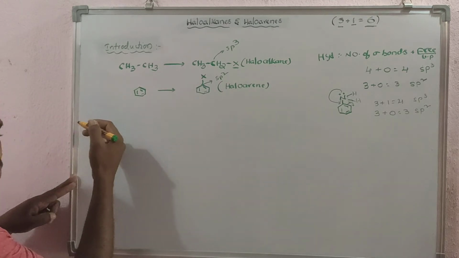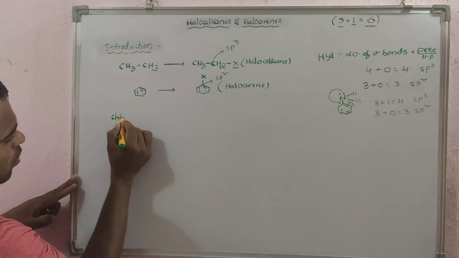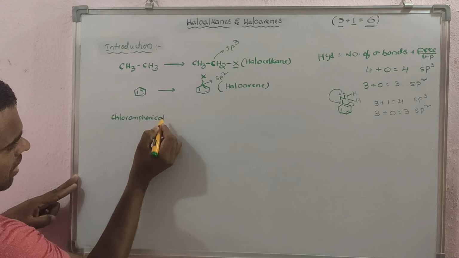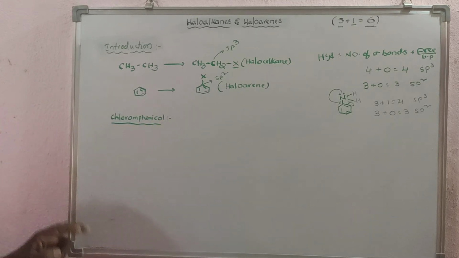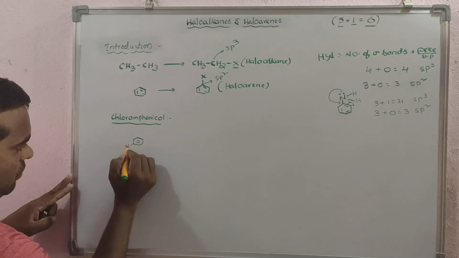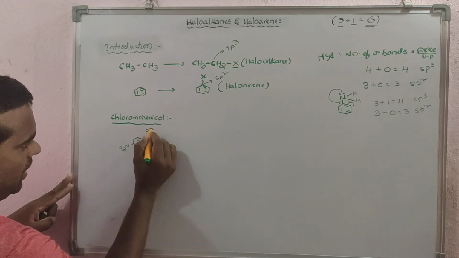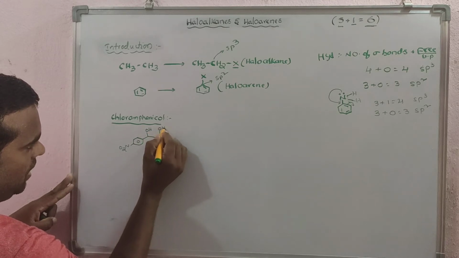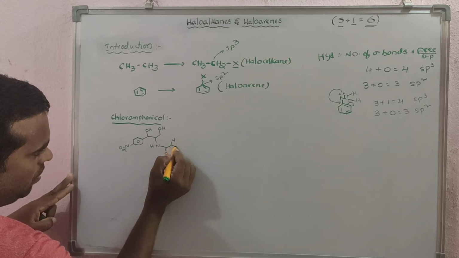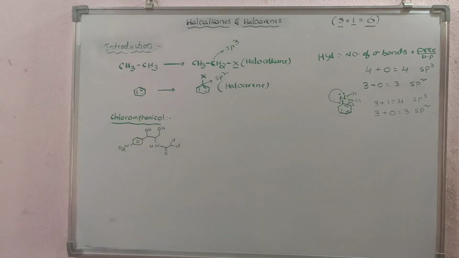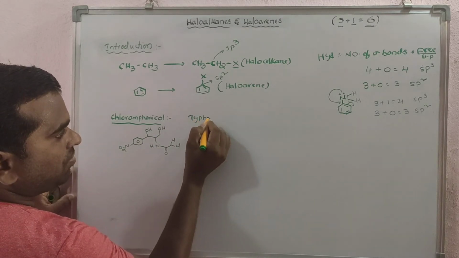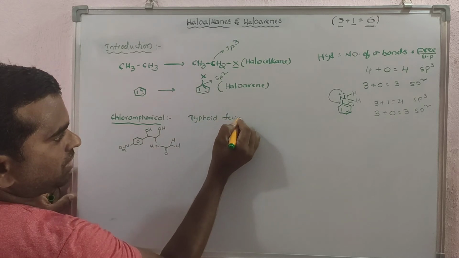In the NCERT textbook, they have given the compound chloramphenicol. This is one compound. The structure of this compound has an NO2 group here, an OH here, another OH, NH, a double bond O, and chlorine. This is chloramphenicol, and it is used in the treatment of typhoid fever. See, this is very important.